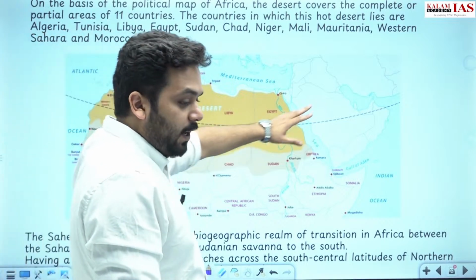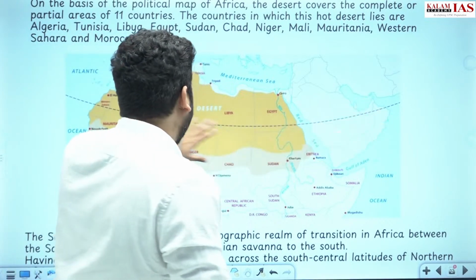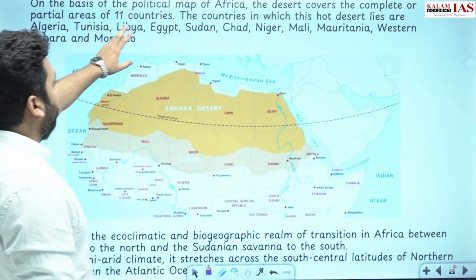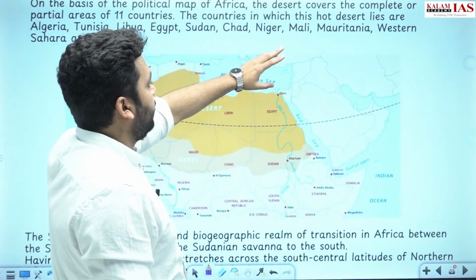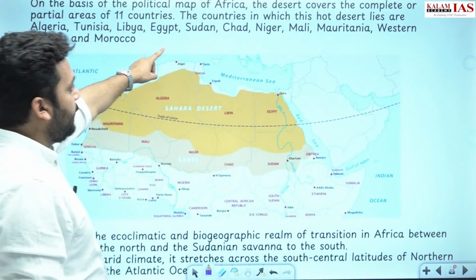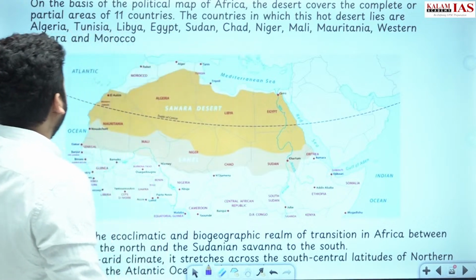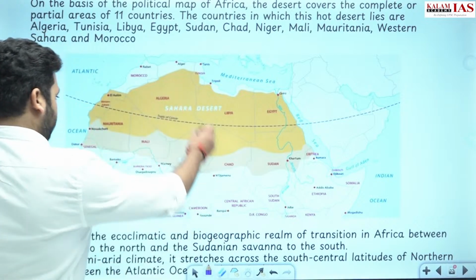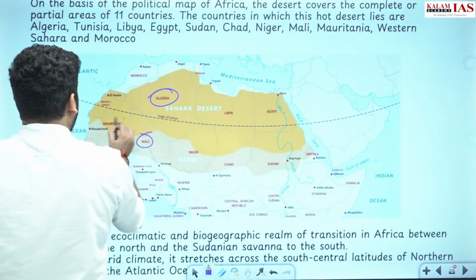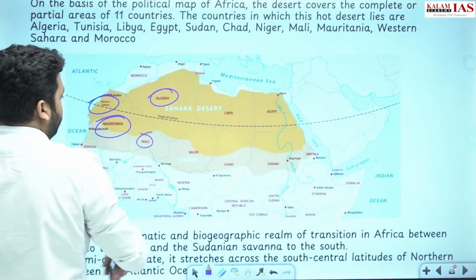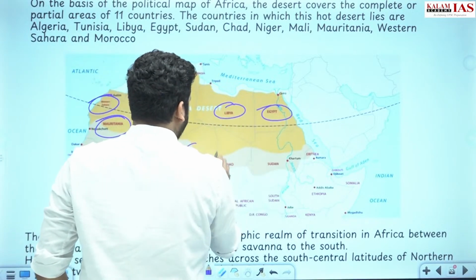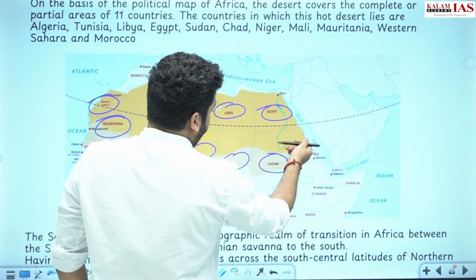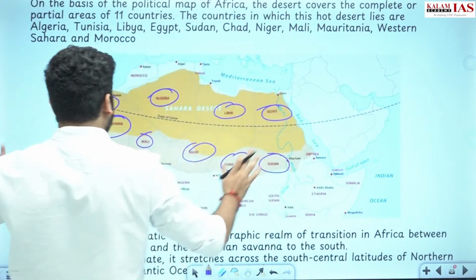We already have a trick: west mein Mali, east mein Nal, for the countries which are passing through Tropic of Cancer in Africa. Okay. On the basis of political map of Africa, the desert covers the complete or partial areas of 11 countries. You don't have to mug them up, just have a basic idea. Algeria, Mali, Mauritania, Western Sahara, Libya, Egypt, Niger, Chad, Sudan. Okay, have a basic understanding of this.